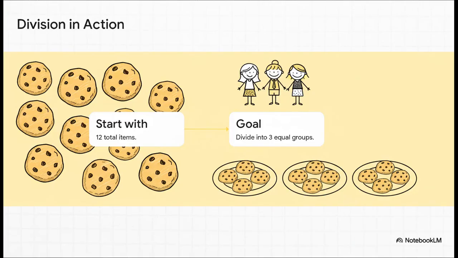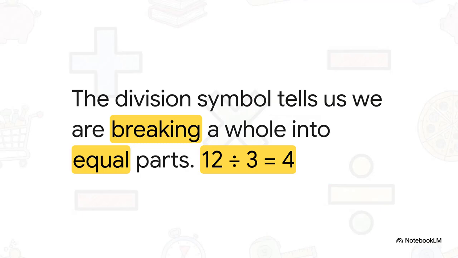Let's go back to our 12 cookies. Now, 3 friends show up. You have 12 cookies, and your goal is to share them fairly among the 3 of them. The challenge is to create 3 equal shares from that total amount. And here's the result of that fair sharing. 12 cookies divided among 3 people means each person gets 4. The division sign is our instruction to split a whole into equal parts.